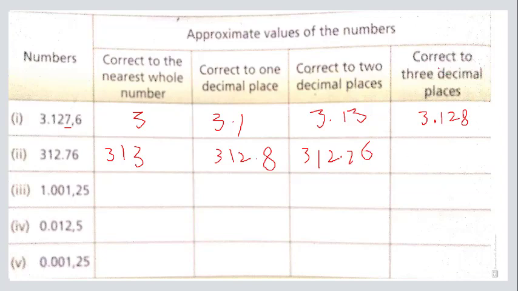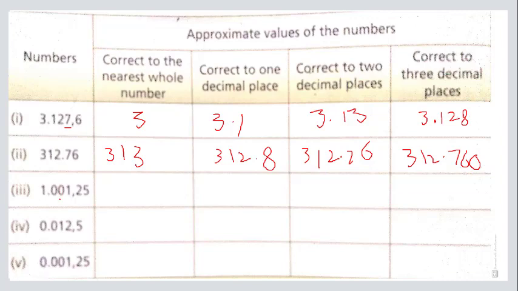Now the third column is correct to 3 decimal places. In this number, there is no third decimal place. So therefore what do we do? We just write the number as it is, 312.76. 0.76. As there is no third digit, we will just write 0, and this is it.